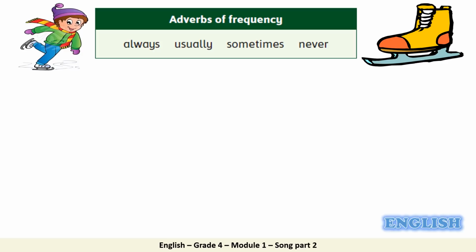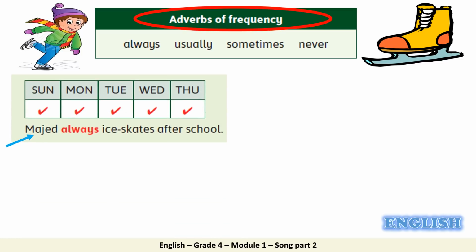Did you notice here before that we used always, usually, sometimes, and never to describe repeated actions? These words are called adverbs of frequency. These adverbs of frequency show how many times we repeat a certain action. For example, Majid always ice skates after school. Always here is used to show that he skates every day. As you can see, all the days are checked.